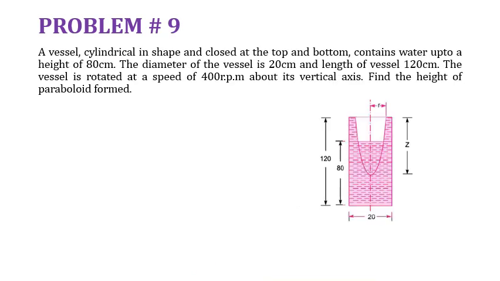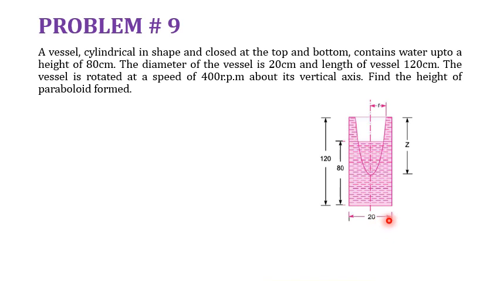So problem number 9 is, a vessel cylindrical in shape and closed at top and bottom, contains water up to a height of 80 centimeter. The diameter of the vessel is 20 centimeter and the length of the vessel is 120 centimeter. So this vessel with a complete height of 120 centimeter at normal static state, its water surface is at 80 centimeter while the diameter is 20 centimeter.